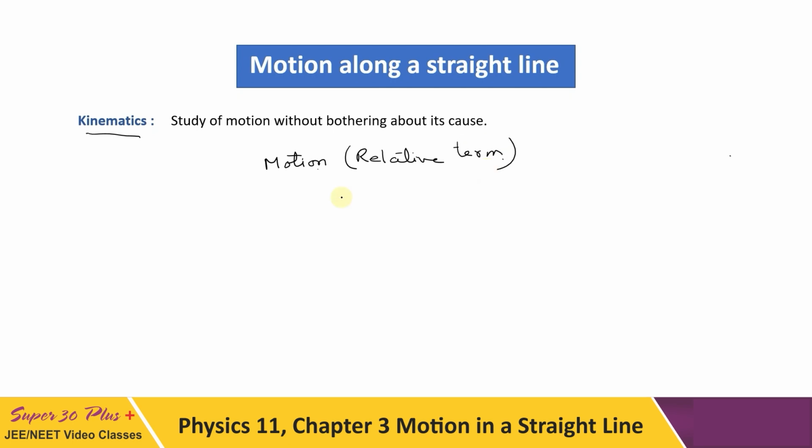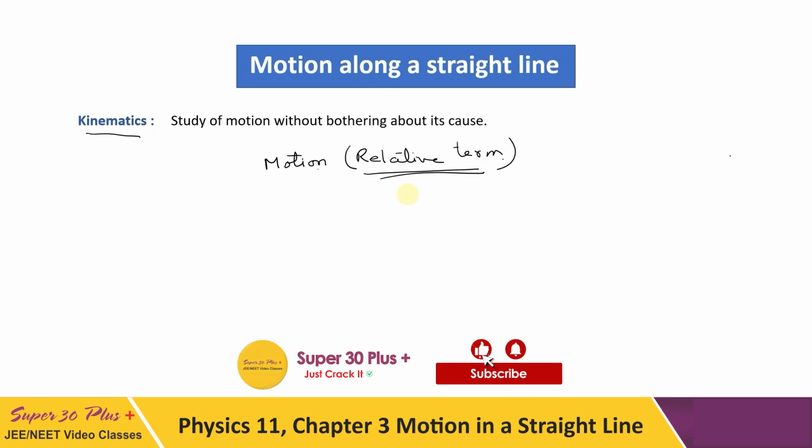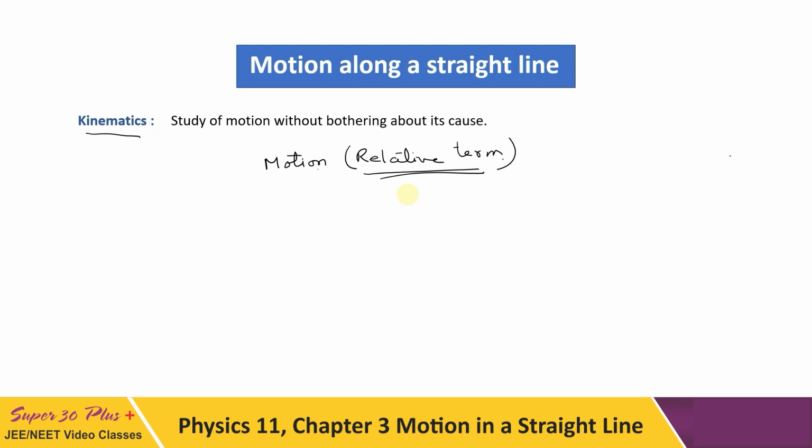So motion is a relative term. Though how relative velocity, relative displacement or relative acceleration are dealt with will be covered separately, motion itself is a relative term, and whenever we say motion, if it is not stated otherwise, it will be with respect to the ground. There is nothing like absolute motion. Understood? So for motion there has to be some reference frame attached to it.